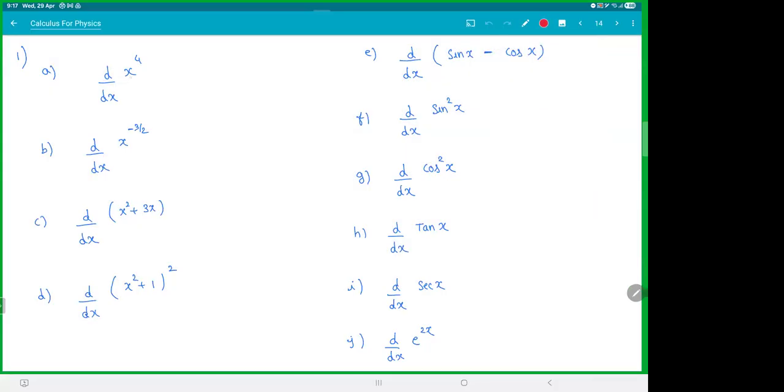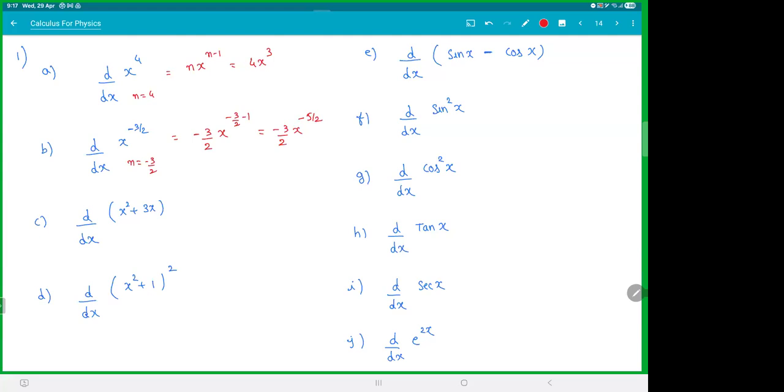The first one is looking like x power n, where n is equal to 4. So the formula is n into x power n minus 1, which is 4 into x power 3. This is n is equal to minus 3 by 2. Later on, I'm not going to write all this. You have to get used to it. You can see the thing and should tell the answer, maybe not today, maybe next week. So this is n is minus 3 by 2 into x power minus 3 by 2 minus 1. This is minus 3 by 2 x power minus 5 by 2. You can leave the answer like this.